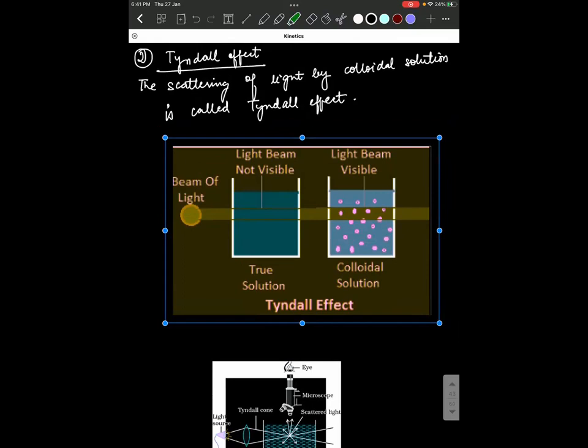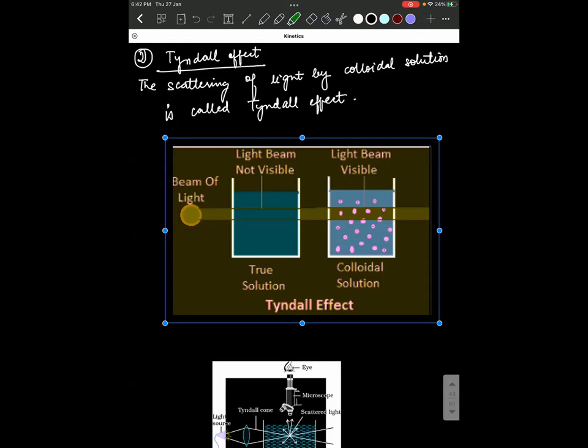Now, you must have observed that in your home, you must have your window, and early in the morning, you must have seen the ray of the sun coming through the window into your room. Have you observed it? Yes, ma'am. In that ray of light, you must have seen many small particles there.